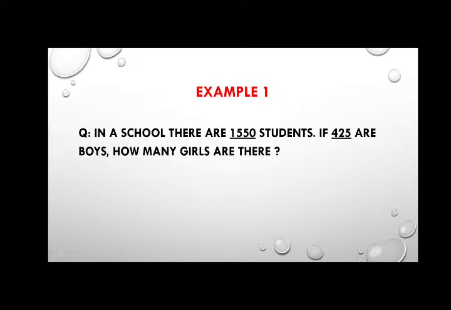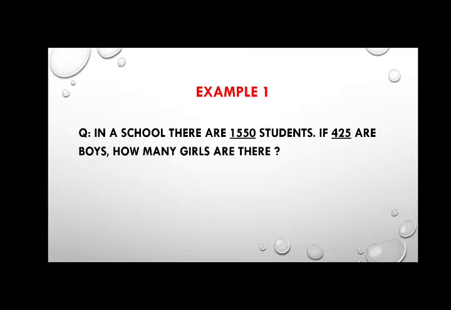Next, let us take an example. In a school, there are 1550 students. If 425 are boys, how many girls are there? Now read the statement carefully. What is this statement talking about? The students of a school. How many total students are there? Underline them. How many boys are there? Underline them.